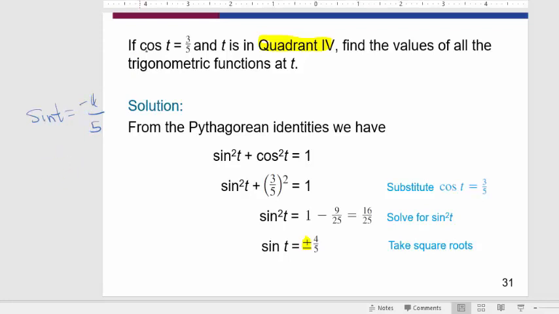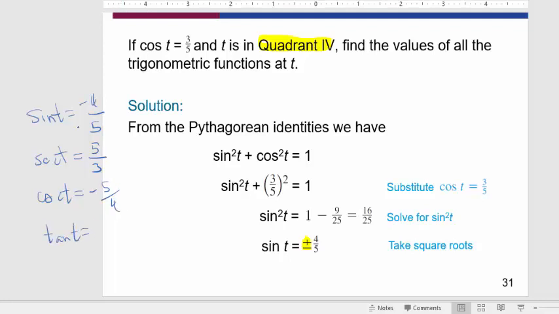trig functions, right? The cosine of t was 3/5, so we'll do the reciprocal of that, which is the secant of t, which is going to be 5/3. The sine of t was negative 4/5, so the cosecant of t, because that's the reciprocal, is going to be negative 5/4.